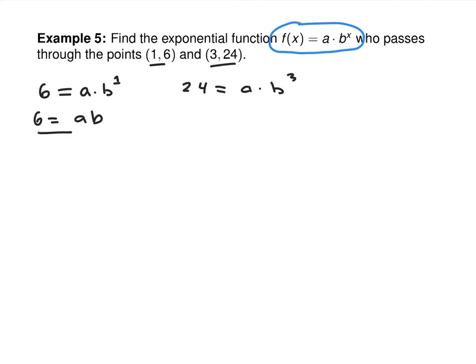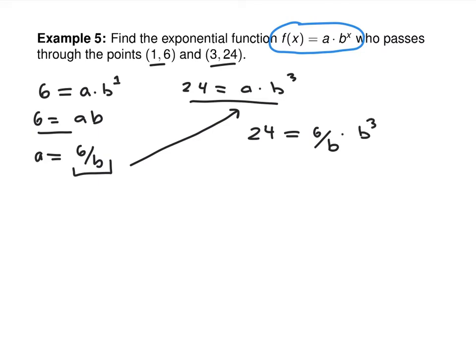So given these 2 equations, can you somehow put them together and find a and b? Any ideas? Specifically, I was thinking something to the effect of a equals 6 over b. Does that make sense? Do you agree with that? No one's looking very happy. Then that can go in for the a. 24 equals 6 over b times b cubed. 24 equals 6b squared. Do you buy that? What next? Divide by 6, okay.